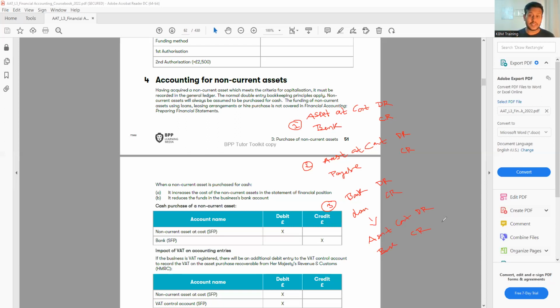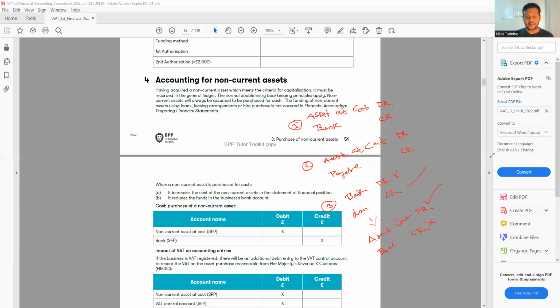If we take a loan first and use this loan money to buy the asset. But ultimately, if you see, the bank is debit, the bank is credit. So if the debit and credit are gone, we have only asset debit and the loan credit. So this is how we need to understand how to record purchase of non-current asset in the form of journal entry.